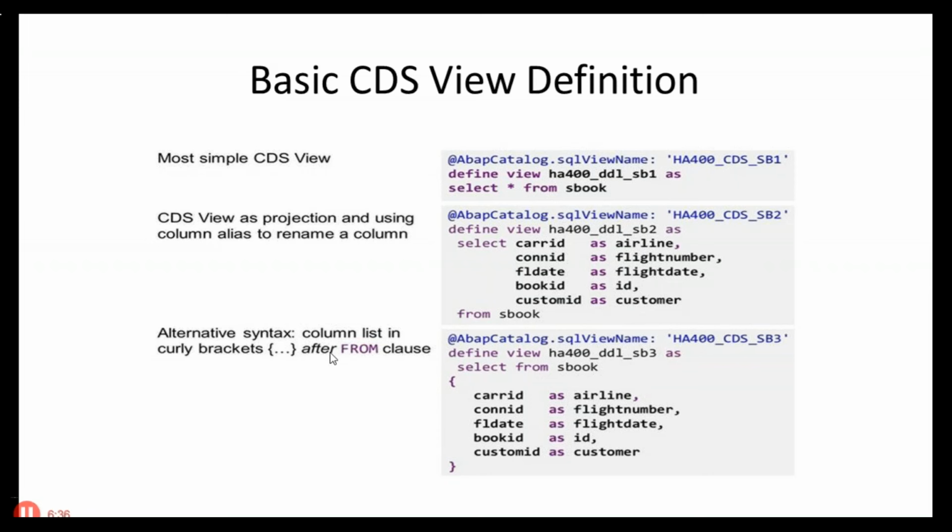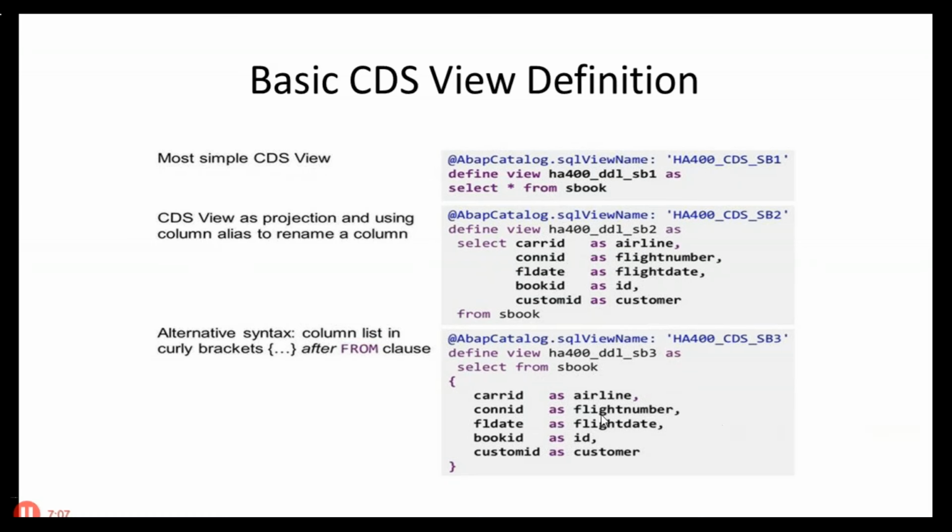Okay, and then alternative syntax. Alternative syntax in the sense, we can write it like this, or we can write it in the curly brackets. We prefer to write in curly brackets so that we know what are the fields that we have. Either we can write select these fields from sbook, or we can write select from sbook these fields. If you write select from sbook first, you have to write the curly brackets. This is what we have.